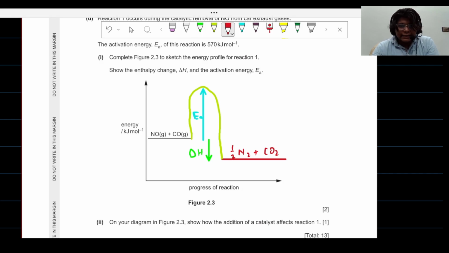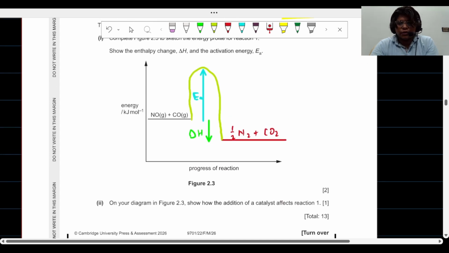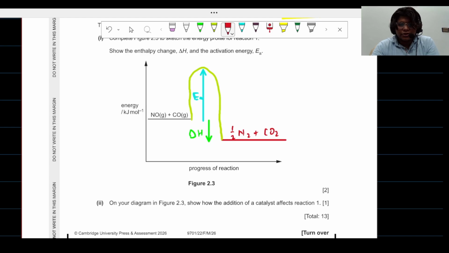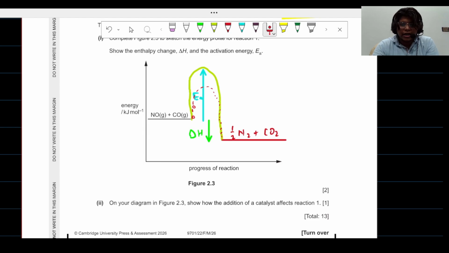Then it says on your diagram, show the addition of a catalyst. How does the catalyst affect reaction 1? The catalyst only lowers your activation energy. So you would show it like this. You can use a dotted profile for it, like this, showing that the activation energy drops. Everything else remains the same. The enthalpy change doesn't change, only the activation energy changes. So you can show a dotted graph to just show that your activation energy drops.